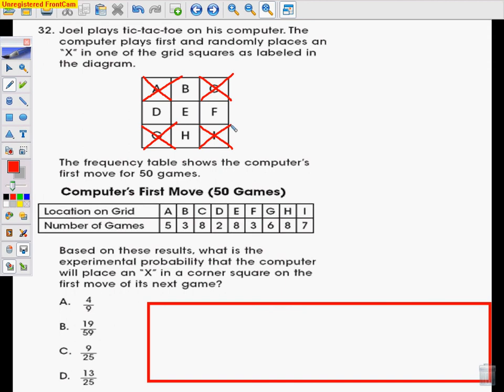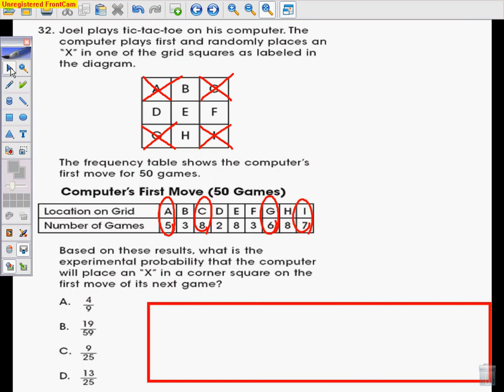And the number in the games, we had A was chosen 5 times, C was chosen 8, G was chosen 6 times, and I was chosen 7.